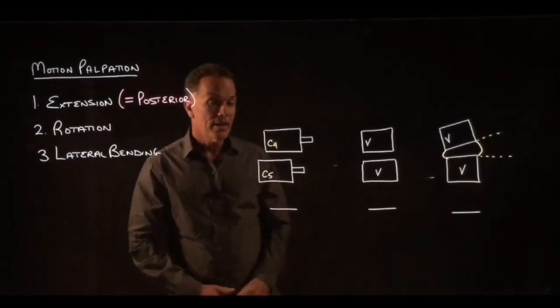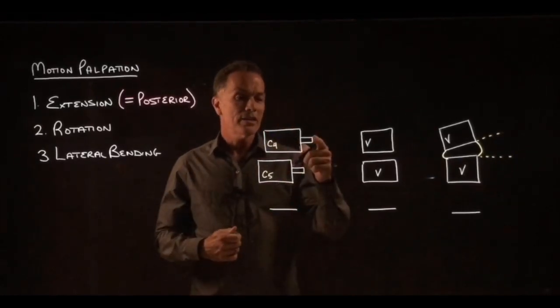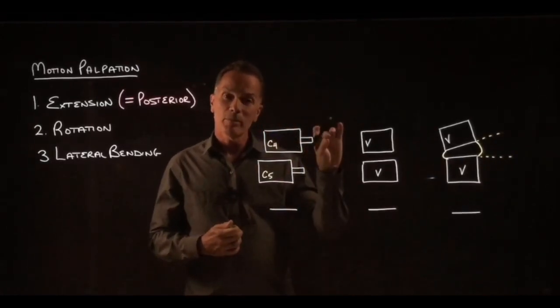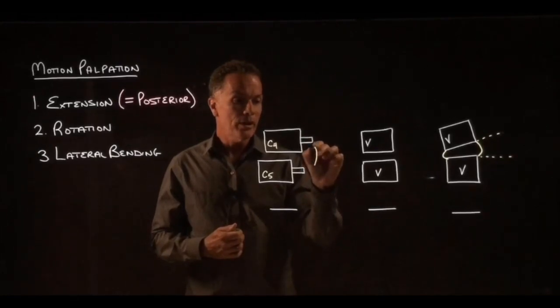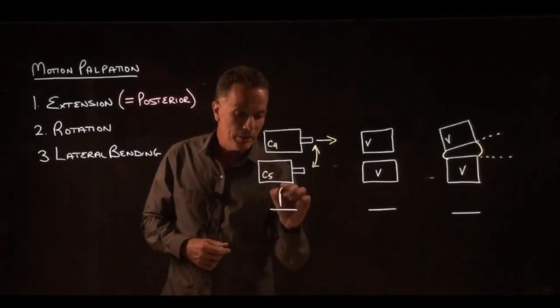In the second scenario, the same thing. When we perform extension, we notice that the spinous processes do not approximate or come together. When they don't approximate or come together, we say that the top vertebra has shifted posterior. So we're going to give it a P for posterior.